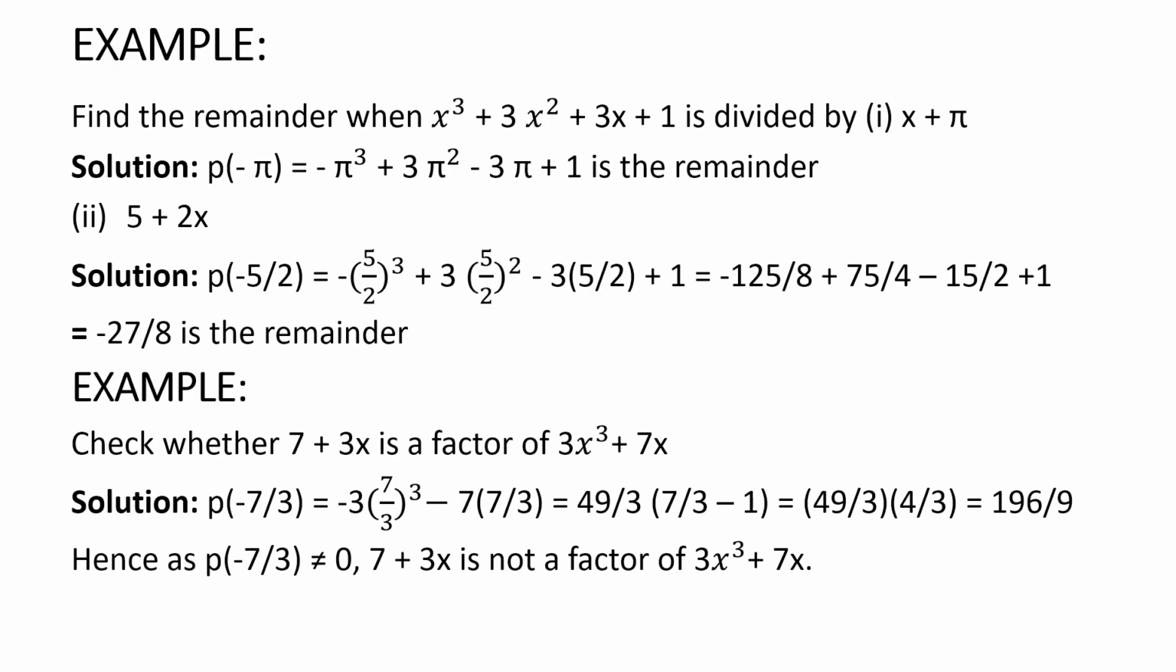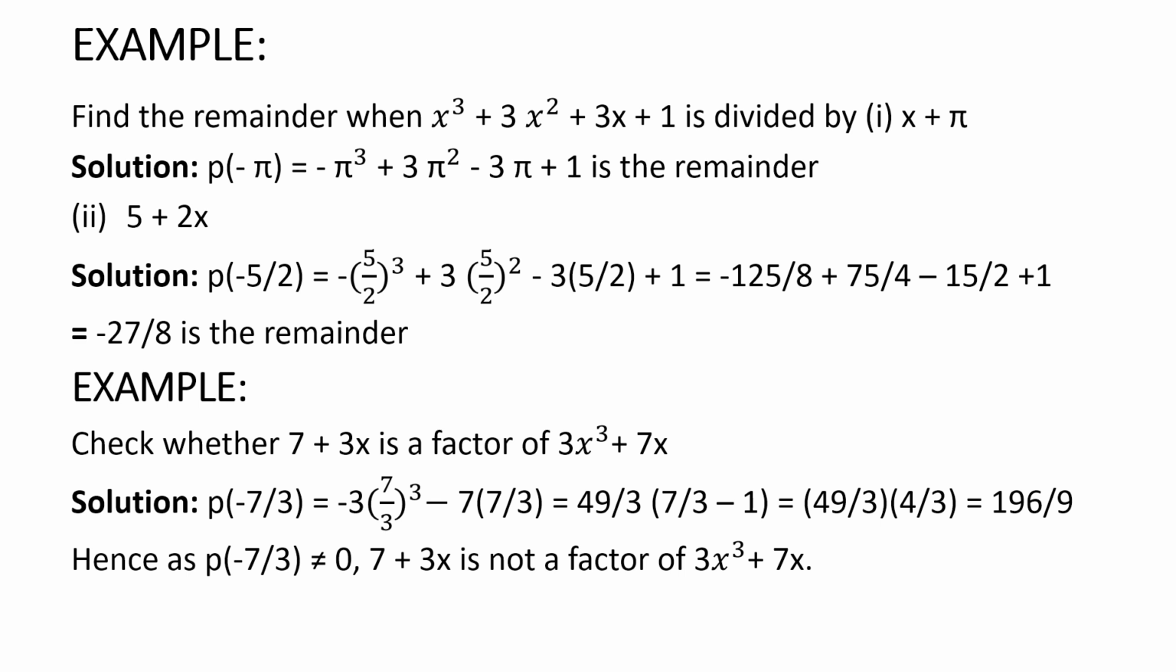First example. Find the remainder when x cube plus 3x square plus 3x plus 1 is divided by, in the first case, x plus pi. Pi is a constant, you know that. So you are dividing by a linear factor x plus pi. That means, just now we have seen, if x plus pi is a factor, then x should be equal to minus pi. How do you get that? Just equate it to 0. So x is minus pi. So putting p(minus pi), we get minus pi cube plus 3 pi square minus 3 pi plus 1.